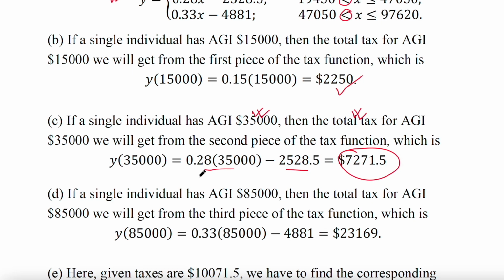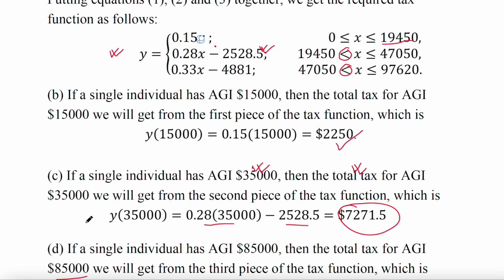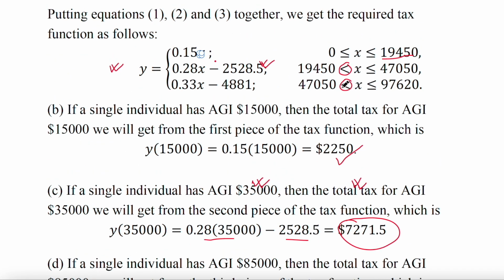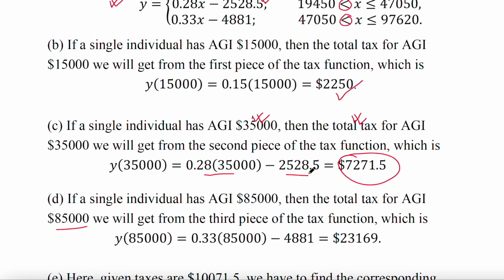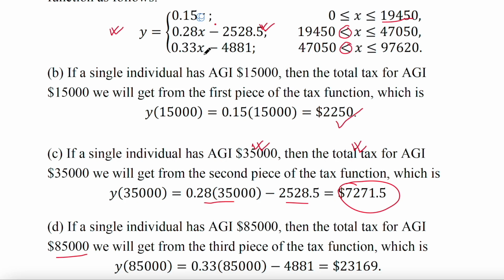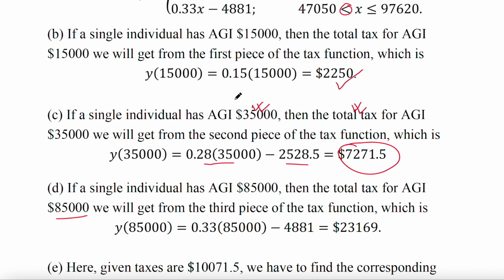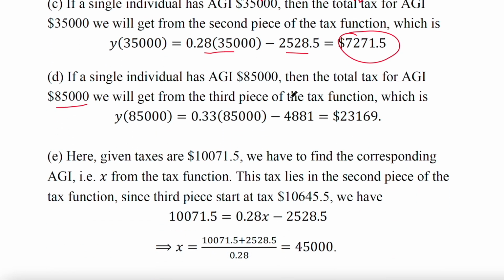And for 85,000 it will be in the third range. So we need to use the third equation, y equals 0.33 into 85,000 minus 4881. We just need to replace x by $85,000 in the third equation, and the result is this. This is the total tax for an AGI of $85,000.